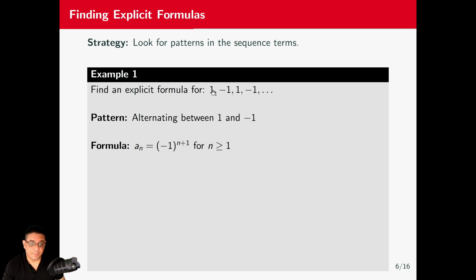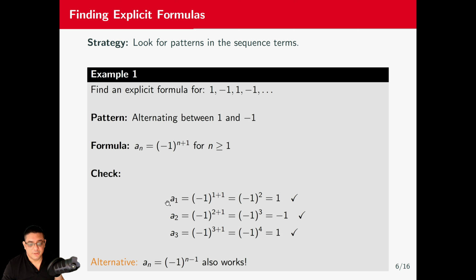Here, because we start with a positive, if this sequence is starting from the number 1, you need the first term to be positive. So for that, it's got to be an even number here, minus 1 to an even number. That's why, if we start from 1, we're going to do n plus 1 here. So it's minus 1 squared, which is 1. Then minus 1 to the 2 plus 1, which is minus 1 cubed, minus 1, and so on and so forth.